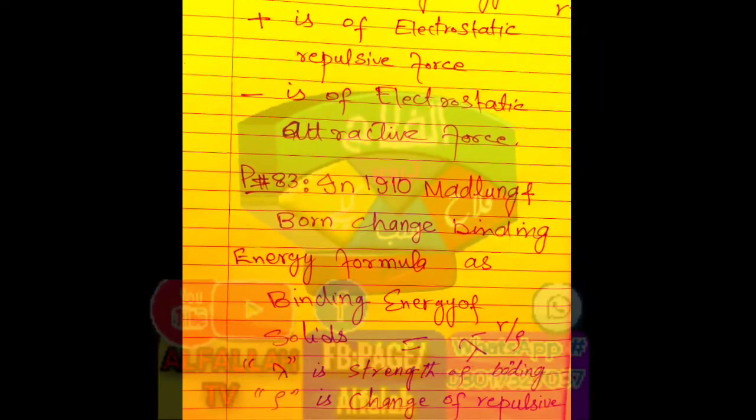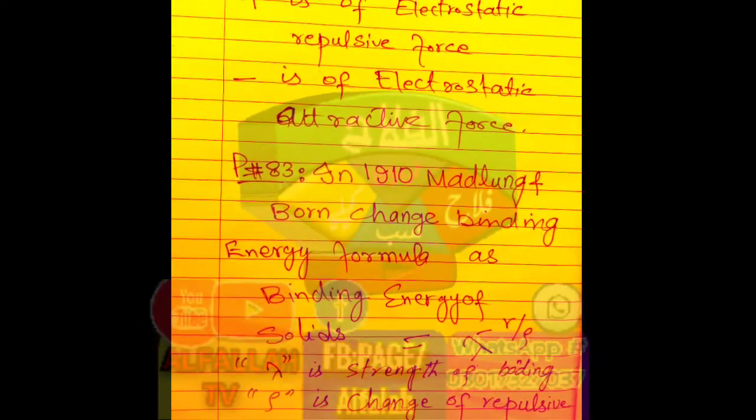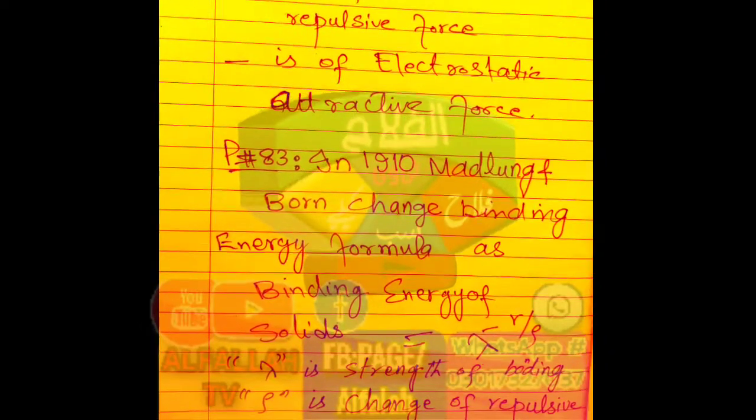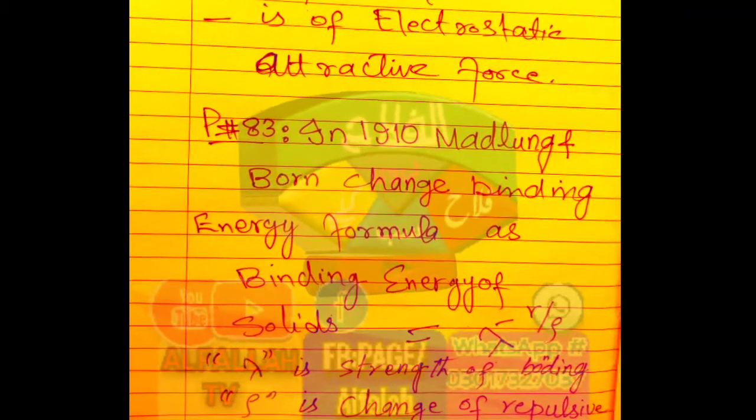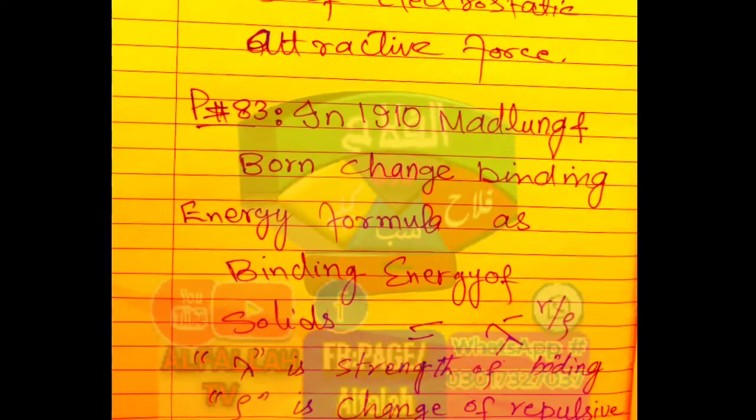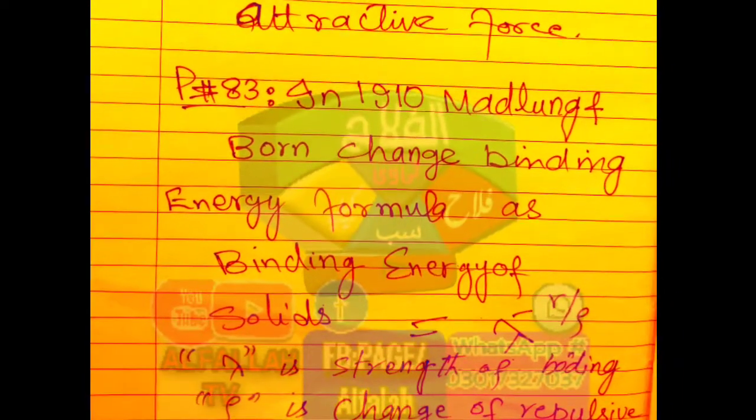And point number 81, the binding energy of an ionic crystal is caused by the Coulomb interaction, which is also called Madelung energy. Number 82, Madelung energy is equal to plus minus Q square over R square. Plus is of electrostatic repulsive force and negative is of electrostatic attractive force. Point number 83, in 1910, Madelung and Born changed the binding energy formula as binding energy of solid is equal to lambda e to the power minus R over rho, where rho is the range of the repulsive potential.